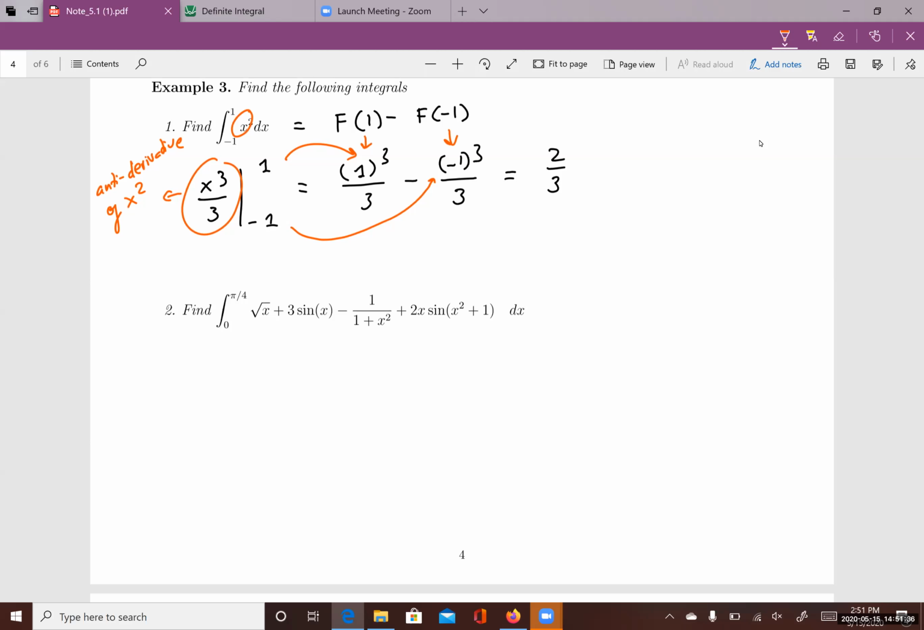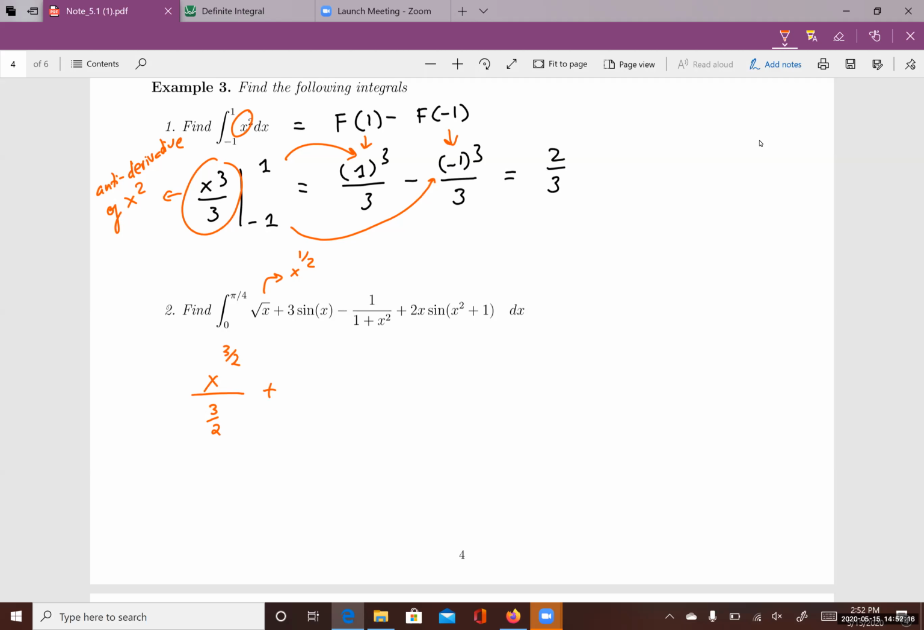All right, next example. You have a function, and then you need to find the definite integral. So the first thing is you need to find the antiderivative of this function. So I want to rewrite this, right? Square root of x is x to the 1/2. Then you can use the power rule in order to find the antiderivative of square root of x. So you would have 1/2 plus 1 is 3/2, right? And divided by 3/2, which means multiply by 2 over 3.